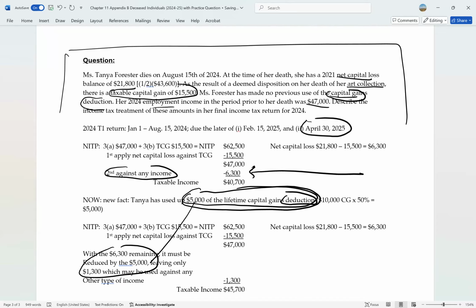45,700. So once again, focus on what's on this handout here for final exam purposes. This is probably the only thing that we've done in detail. The rest are just some basic concepts that you have to understand about the date of death return. Any questions?